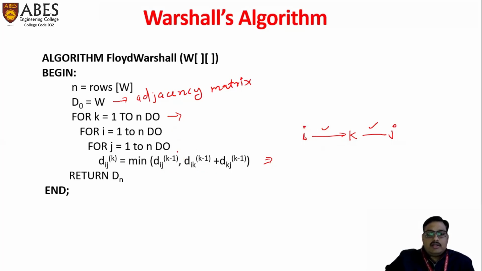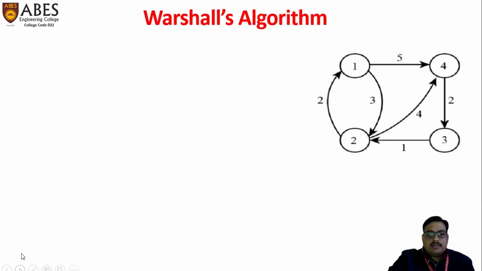So why have we written this k minus 1? Because we are taking the value from the previous matrix. We are going to calculate the distance for the kth matrix. Whenever we make k the intermediate node, we keep the value of k minus 1, that is the previous vertex that was considered as an intermediate node, to find the value. So let's begin with an example, and then we will do it step by step.